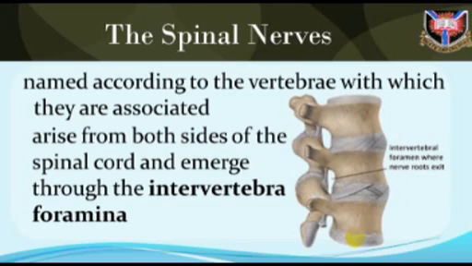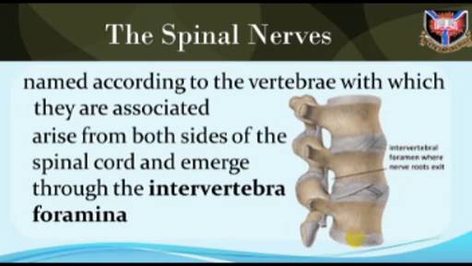The spinal nerves arise from both sides of the spinal cord and emerge through the intervertebral foramina. Each nerve is formed by the union of a motor and sensory nerve root and is therefore a mixed nerve.